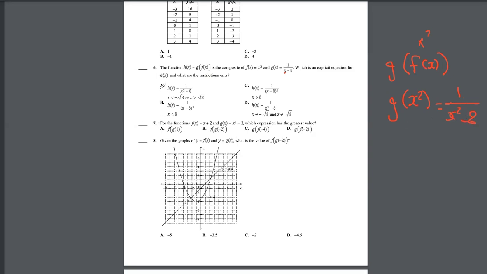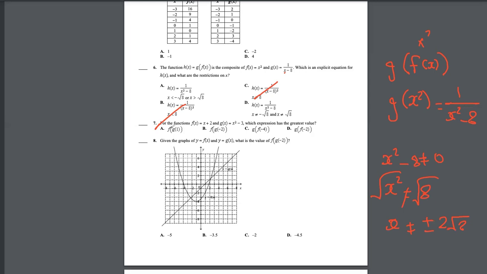Now we have two choices. So we eliminate this and this because that's not it. Now the bottom here cannot equal 0. So x squared minus 8 cannot equal 0, and x squared cannot equal 8. Algebra: square root both sides. x cannot equal plus or minus square root of 8, which should be written as 2 root 2. They should have rationalized here, but we'll accept that. So the answer is D. Both of you did really well on this.